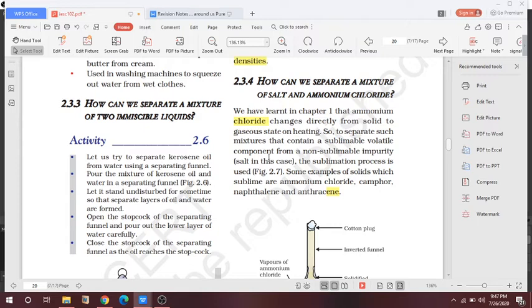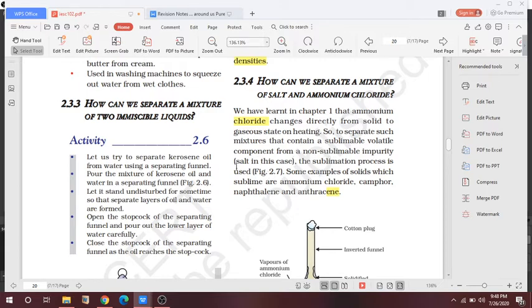So next is how we separate salt and ammonium chloride. Ammonium chloride changes directly from solid to gaseous state. This process of changing a solid directly into the gaseous state is the process of sublimation. To separate such a mixture that contains a sublimable volatile component from non-sublimable impurities, we use the process of sublimation.